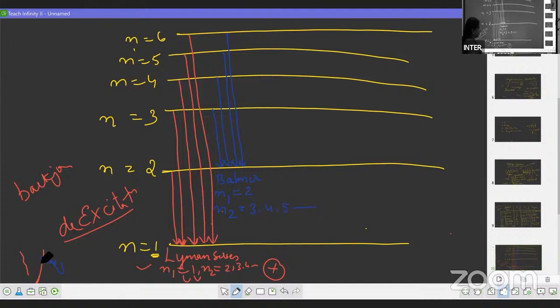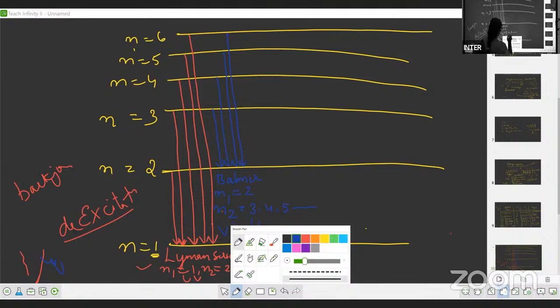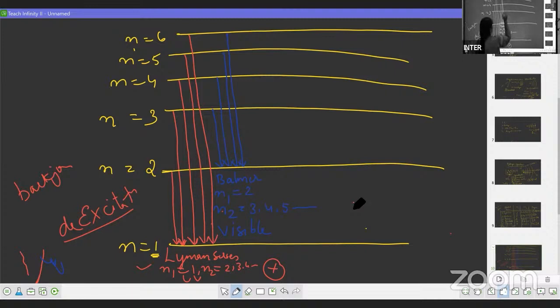Now, in what region will we see this? We will see this in the visible region. Okay, so this is about the Balmer series. Next क्या है? Paschen series. What is Paschen series? The de-excitation of an electron from any higher orbit to third orbit. So this is called as Paschen series.